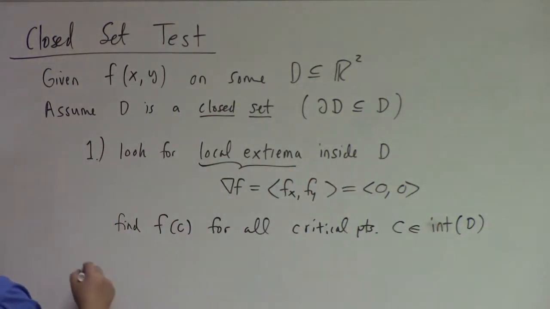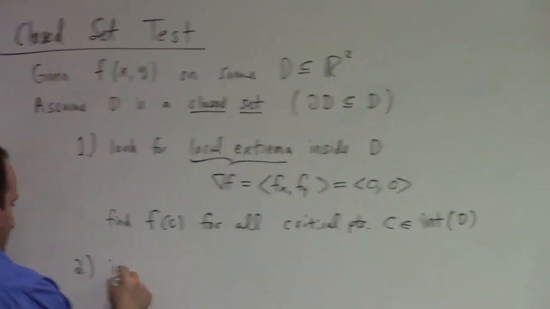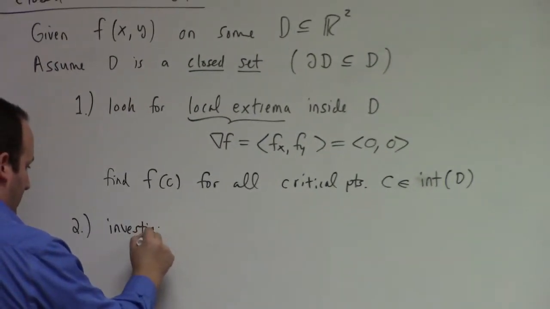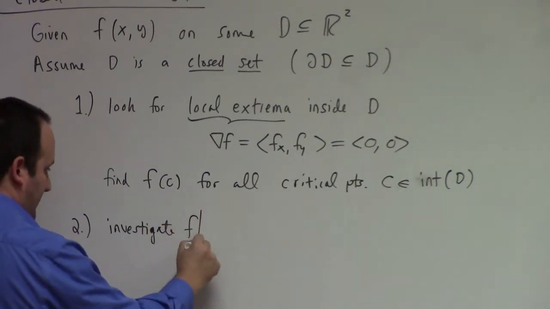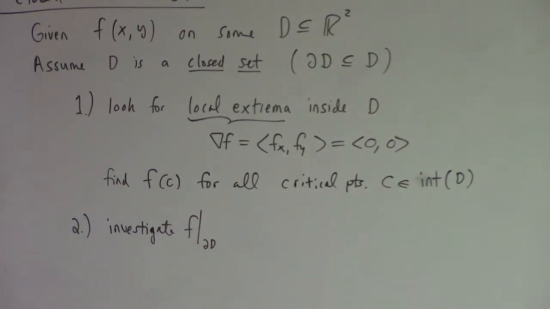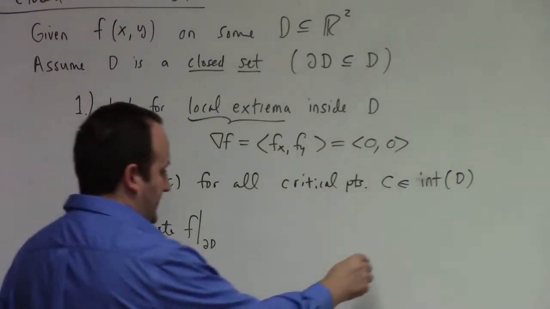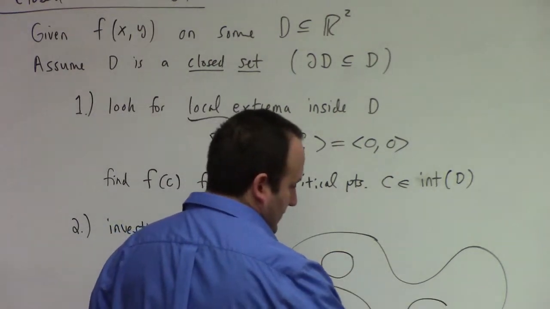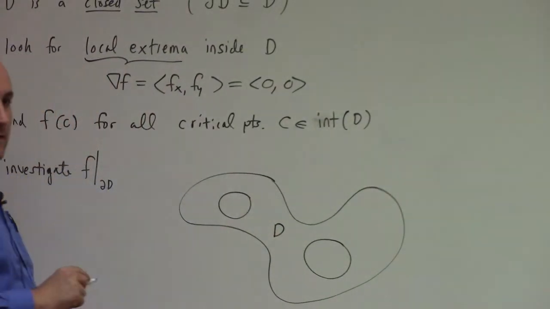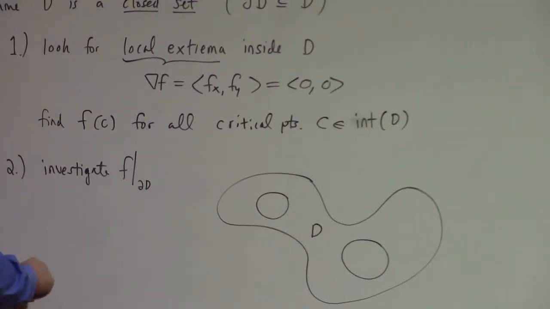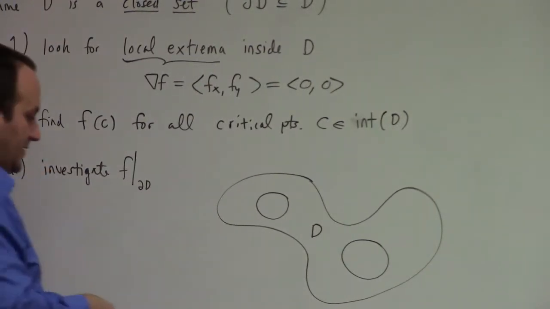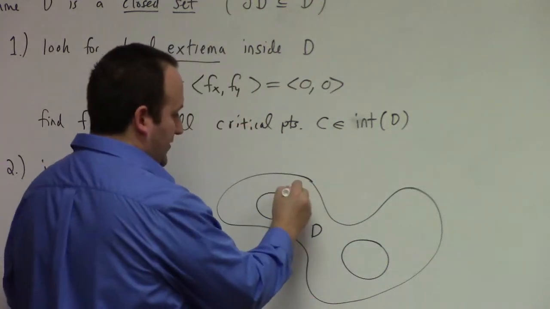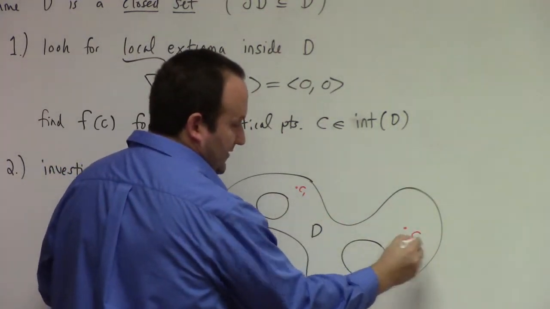And then step number two, investigate f restricted to the boundary of D. So you take the function and look at how it behaves on the boundary curve. I don't know what it looks like. D could look something like this. You could have some holes in it, right? And so the boundary of D in this case is that whole edge, right? Maybe you've got, like, this is a critical point. This is a critical point, right?